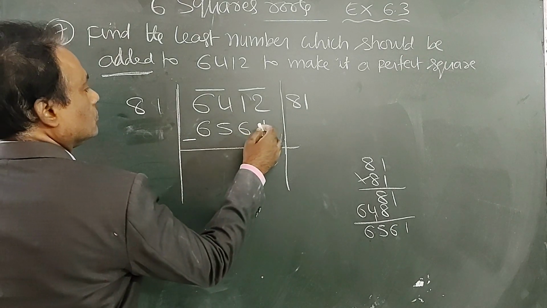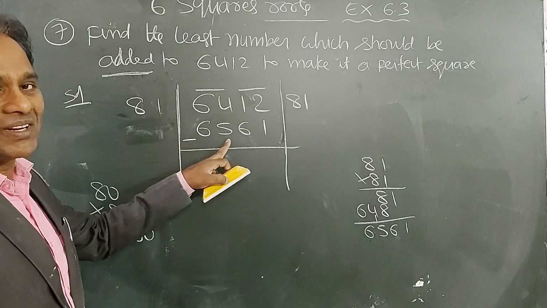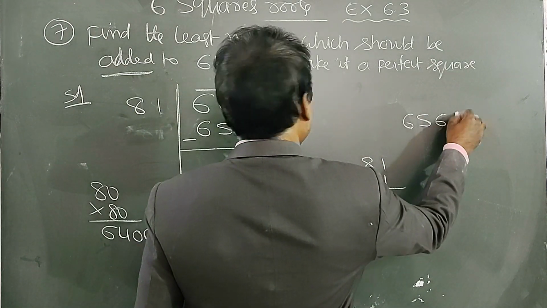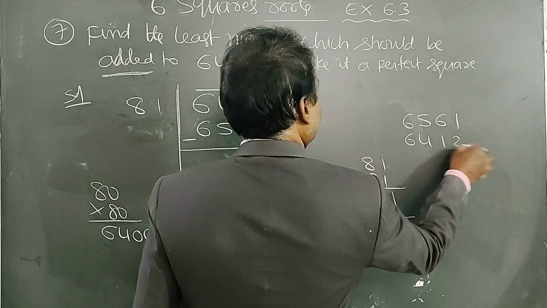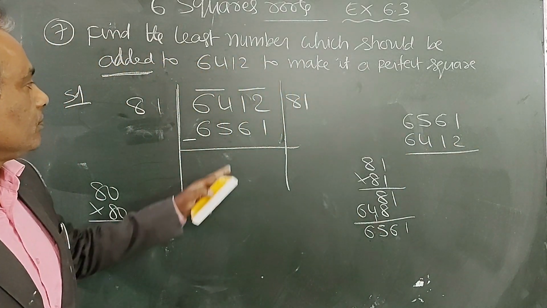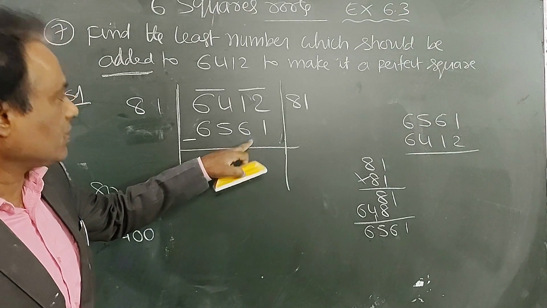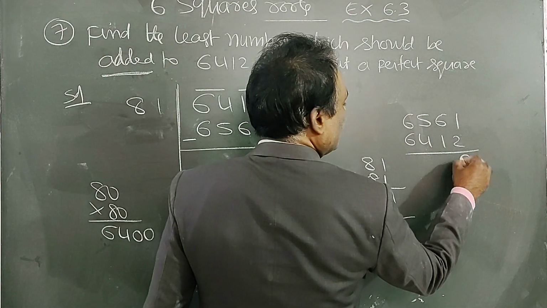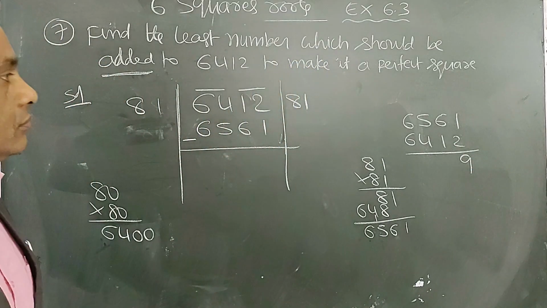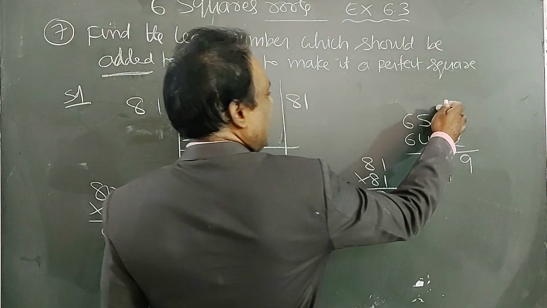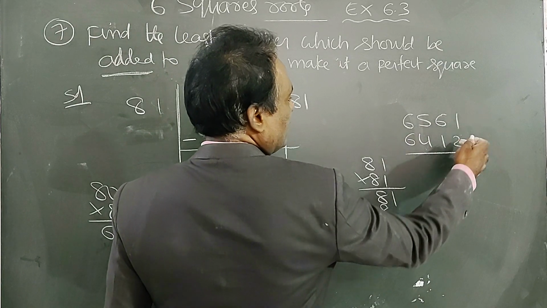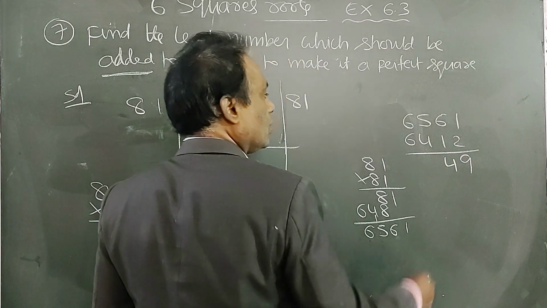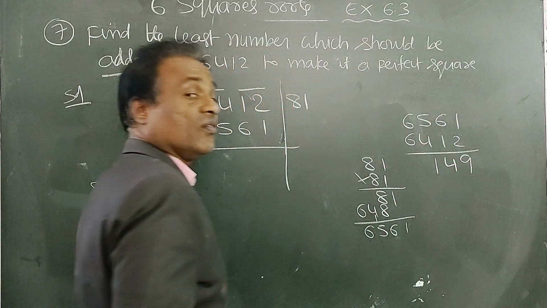Subtract. This is the greater number and this is the smaller number, so you subtract in reverse. 6561 minus 6412, because this is the greater number, from this we have to subtract this. 11 minus 2 is 9. This is 5, 5 minus 1 is 4. 5 minus 4 is 1. 0. 149.